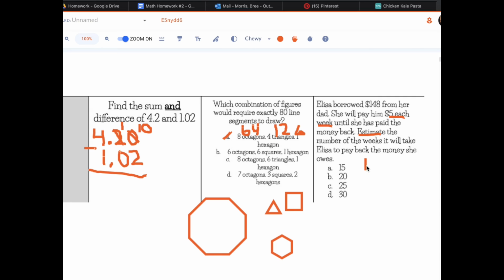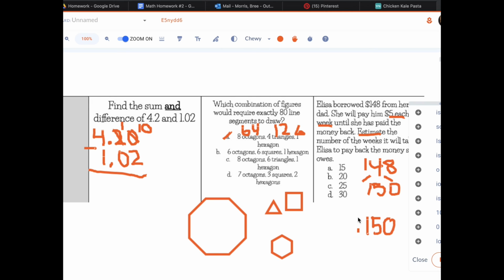So I'm going to start with the $148. Okay. And what we've been doing is 148 is between 100 and 200, but this is really close to 150, which is super compatible with 5. So I'm going to make this 150, and I'm going to divide it into $5 payments to determine the estimation of how many weeks. Okay?